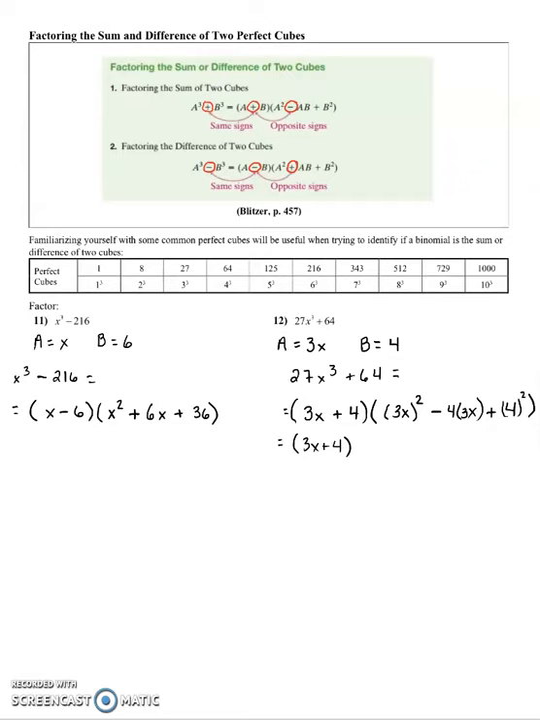Remember, if we have two things multiplied together and their product is raised to the power, we have to apply this 2 not only to the x, but also to the 3. So 3 squared is 9, and then x squared is just x squared, minus 4 times 3x is 12x, plus 4 squared is 16. And that is our final answer.